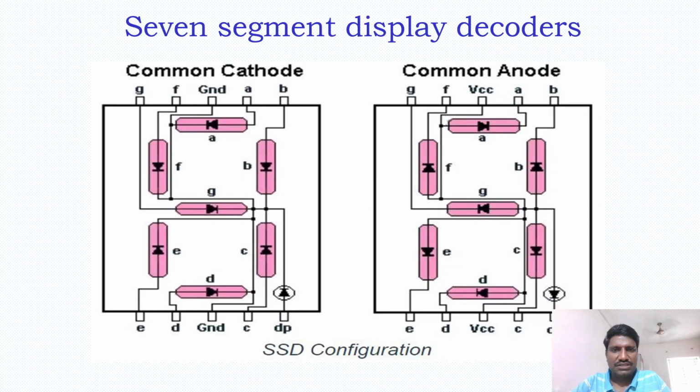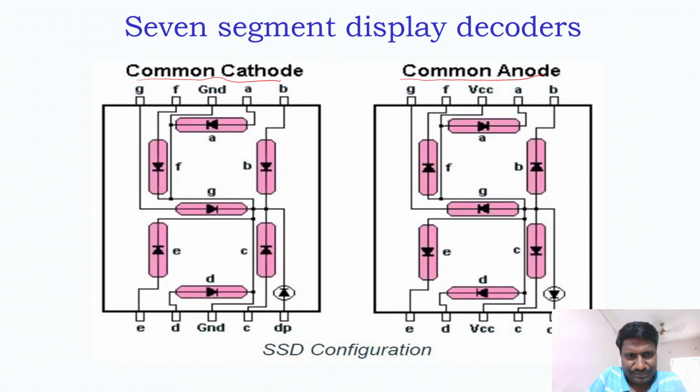My dear students, today we are going to discuss 7 segment display decoders. These 7 segment display decoders are of two varieties. One is common cathode type. The other one is common anode type. What is this common cathode and common anode?